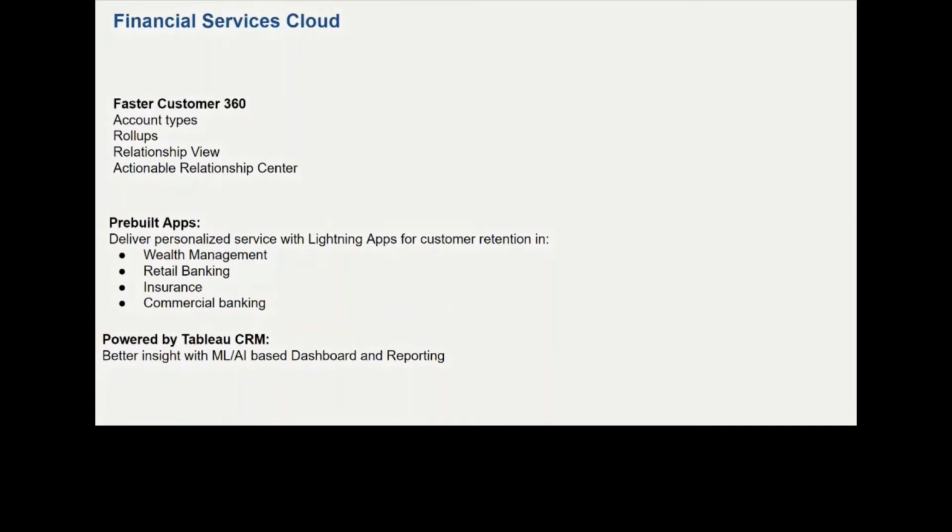And as it is part of the same platform, the account records can be shared both physically or even virtually across the other apps.